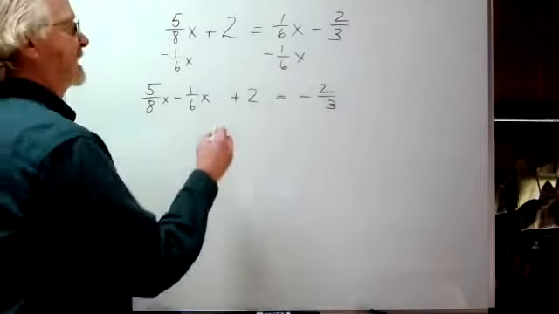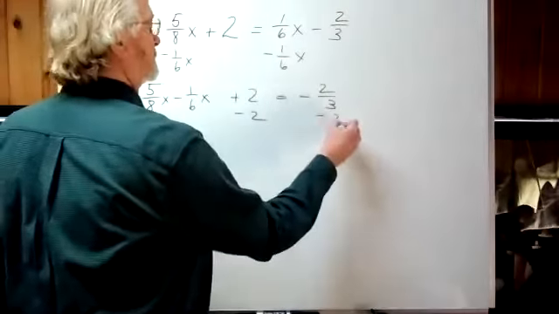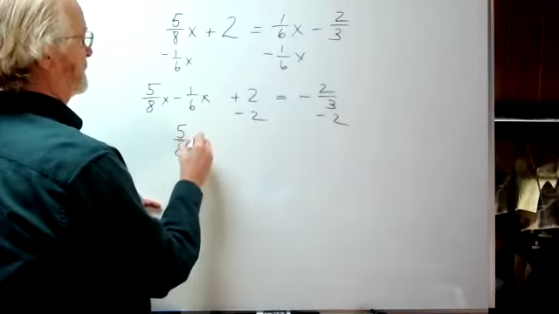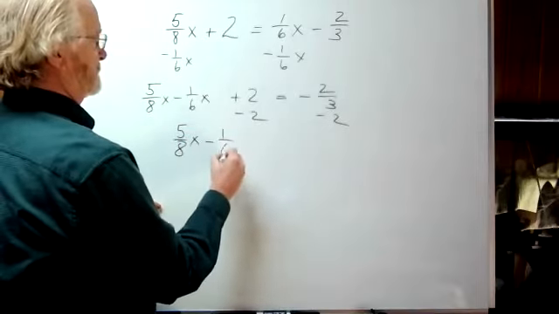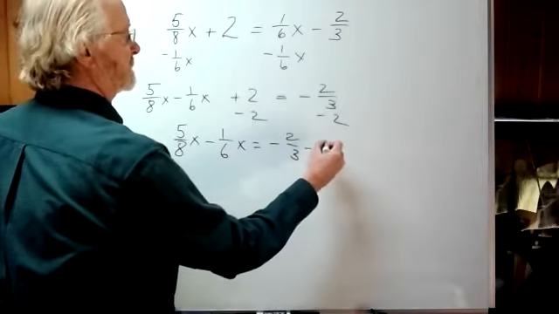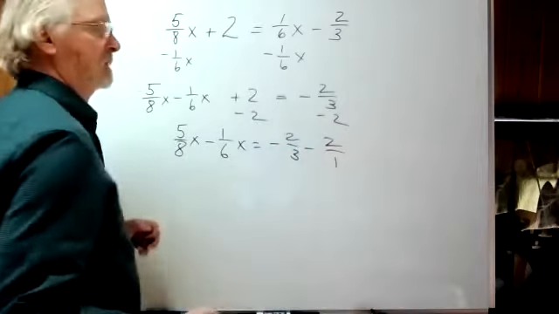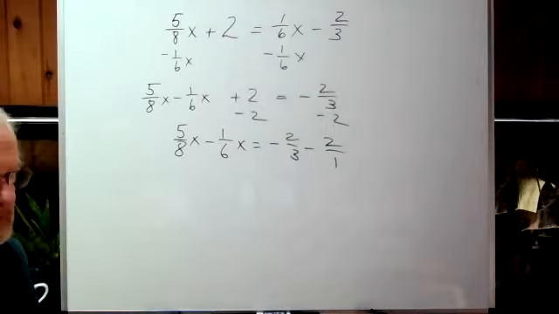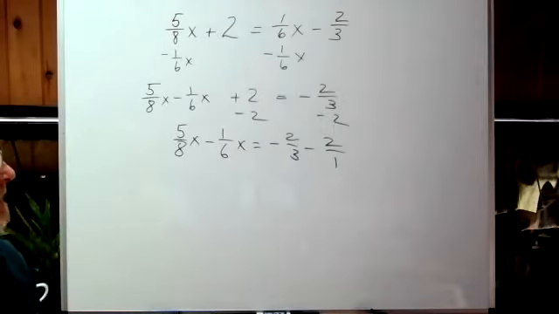I'm going to subtract the 2. And then I'll wait. I'm going to write it as 2 over 1, knowing what we've got to do after that. See what you come up with. Hopefully we're kind of at that point together if you're doing the problem this way.